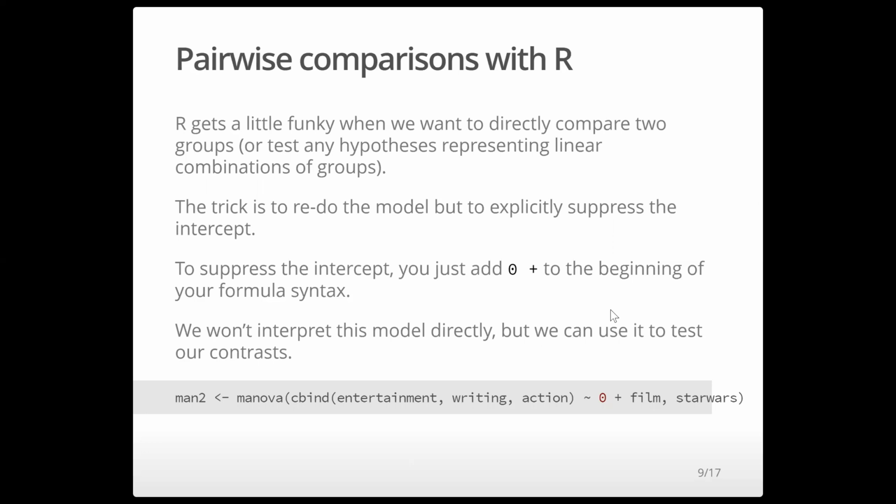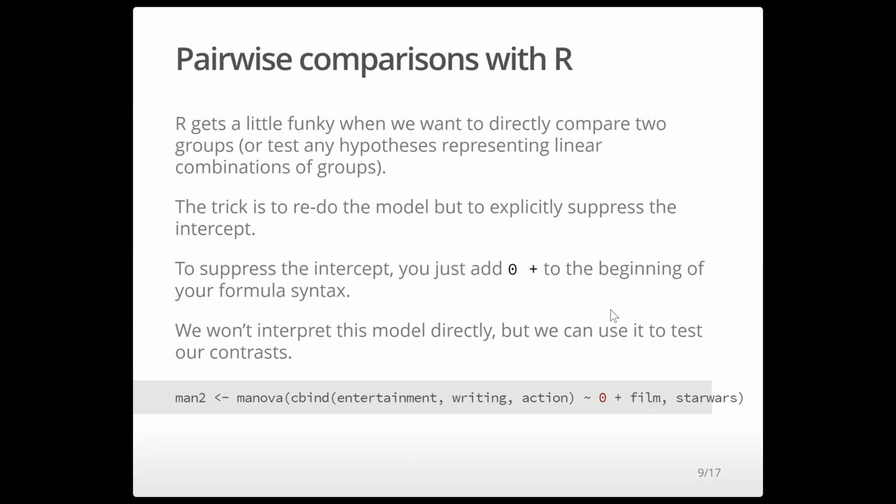So the trick is we have to redo the model, but we actually have to suppress the intercept. So the R output doesn't give us the intercept by default, but we can ask for it. We get the MANOVA model output. There's an argument that you can set to true that will give you the intercept. But what we need to do is suppress it.